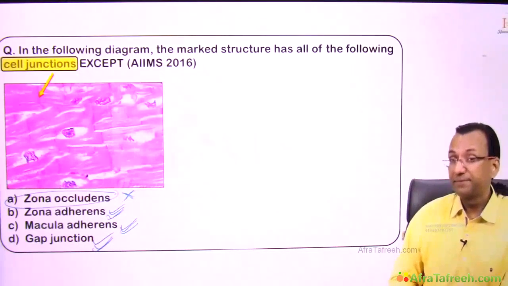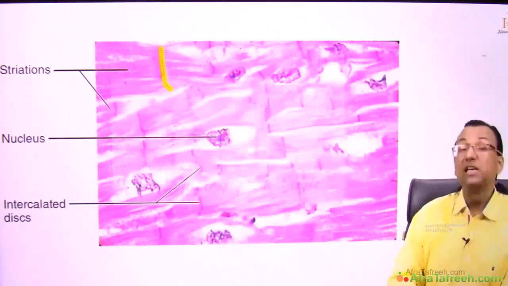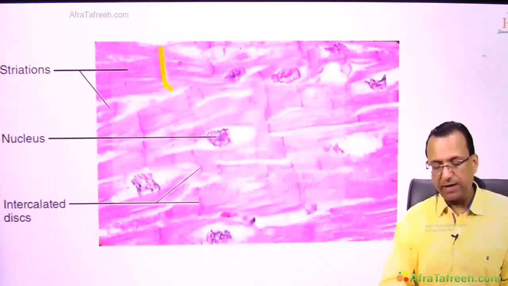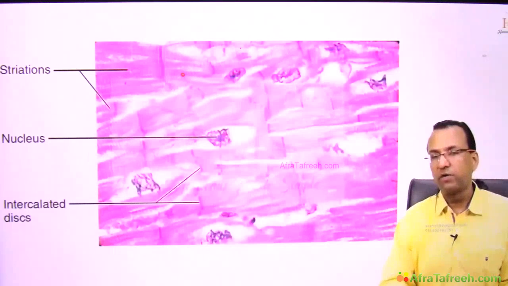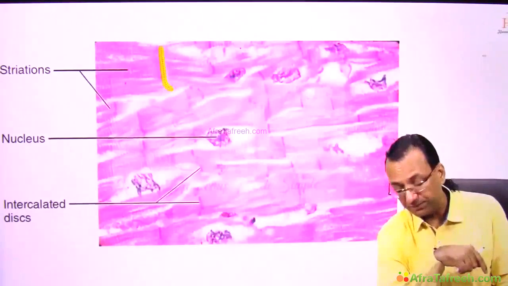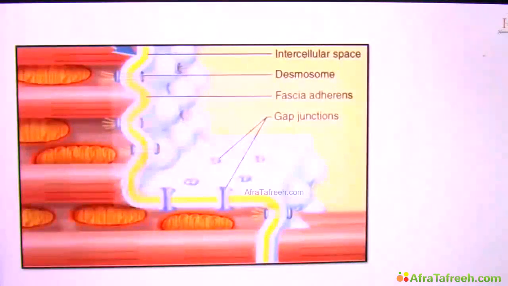Let me show you the diagram again. The diagram which we have seen is actually the intercalated disc, which is the cell boundary, and it will have the cell junctions, maybe zona adherens, macula adherens and the gap junction, but not the zona occludens. The diagram which we have seen earlier for cardiac muscle was here. If you remember, this is one cell, the other cell having some intercellular space, maximum at the level of the desmosome, 20 nanometers at the fascia adherens and very minimal at the gap junction. This diagram was for cardiac muscle only.